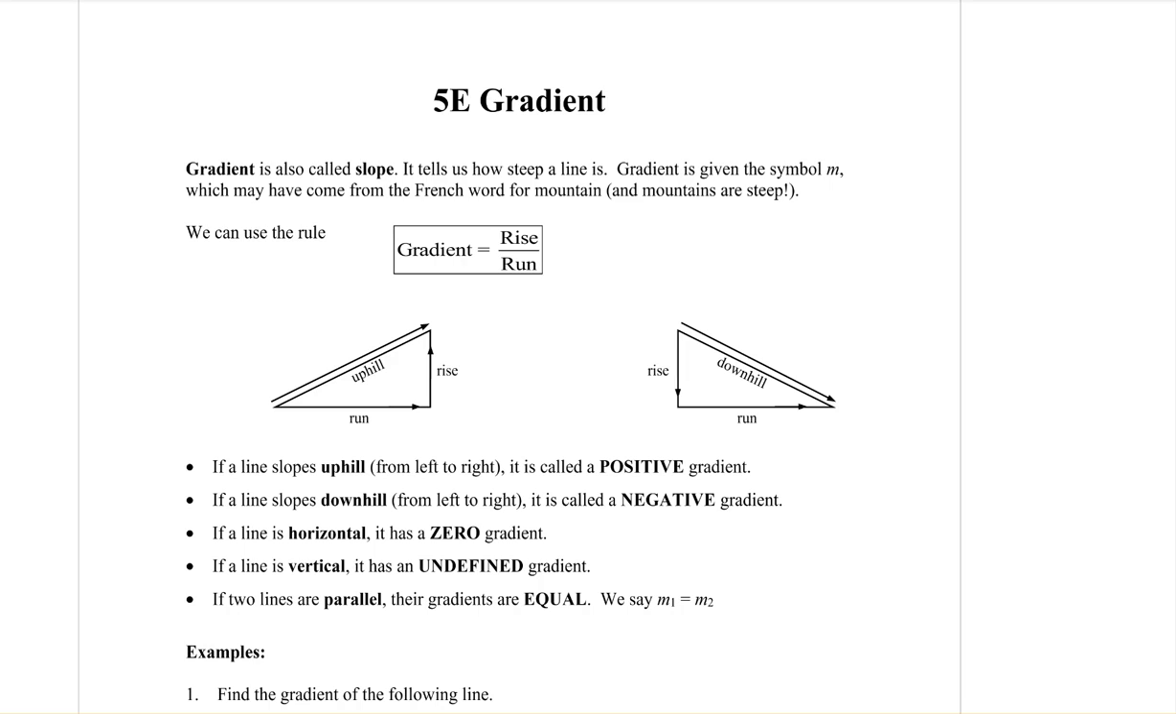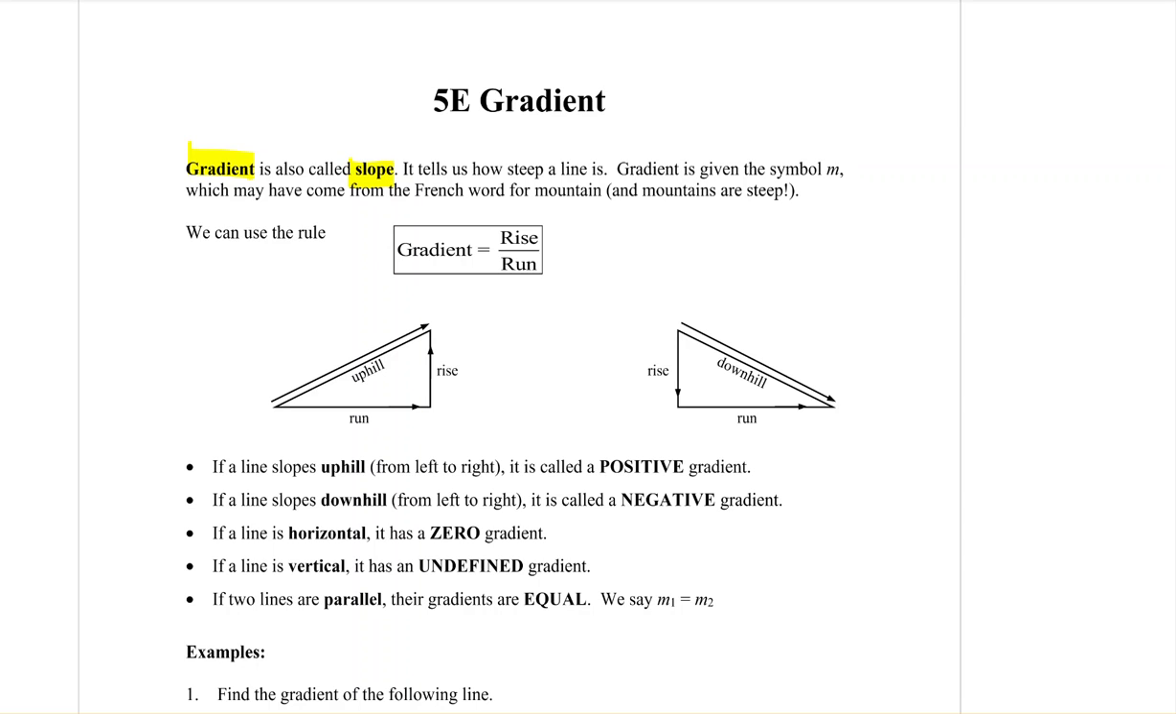So our topic is all about straight lines. And today we want to be able to find the gradient of straight lines. Gradient is a fancy word for the slope, how steep it is. So that's here for you. Gradient is also called slope. It tells us how steep the line is.